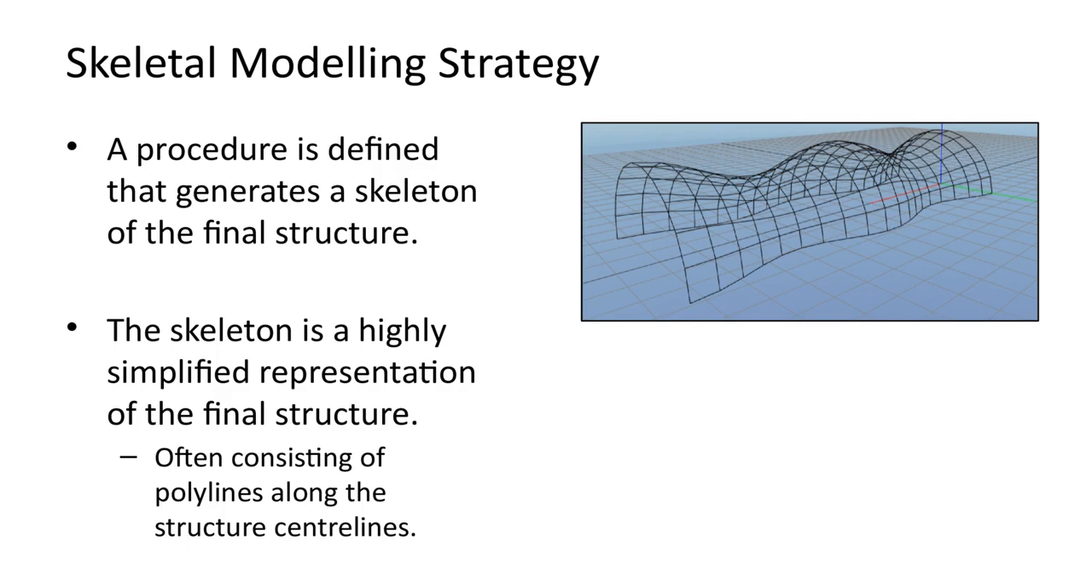In many cases, the simplification of the skeleton may mean that there is limited resemblance between the skeleton and the final form. For example, for an extruded tower, the skeleton may consist of just the base polygon, with an attribute specifying the number of floors. In such a case, the resemblance between the base polygon and the final tower is limited.